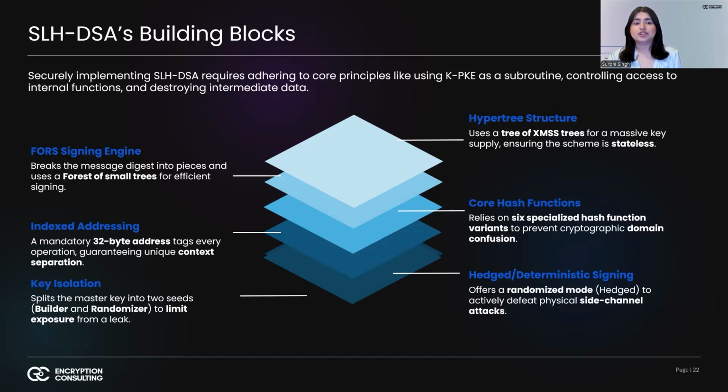The FORS signature includes all these selected secret values along with the proof required to link them back to the root of the respective small tree. All the roots from the forest are then combined and hashed into a single FORS public key. It is this single public key that is then passed to the hypertree to be signed, finalizing the link between the message and the scheme's master public key.